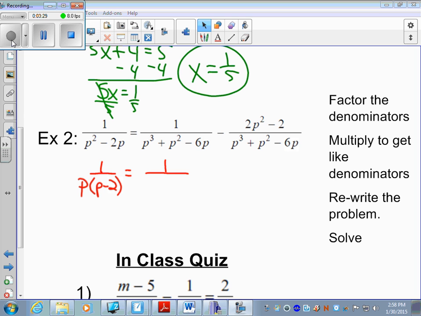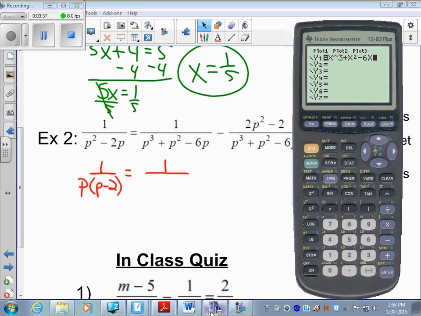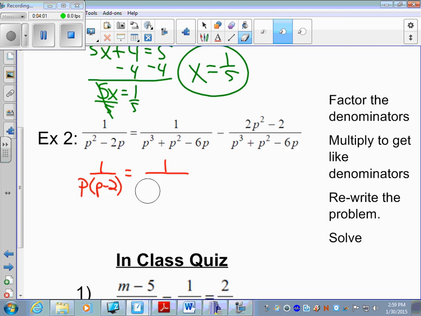For the second fraction, the way I taught you how to factor, put the denominator in the calculator and graph it. We need to get our x-intercepts. One way is to go to the table. They look like they're all nice x-intercepts: 0, 2, and -3. So the factor is x plus 3, x for 0, and x minus 2 for 2. So we write this as p times p minus 2 times p plus 3.